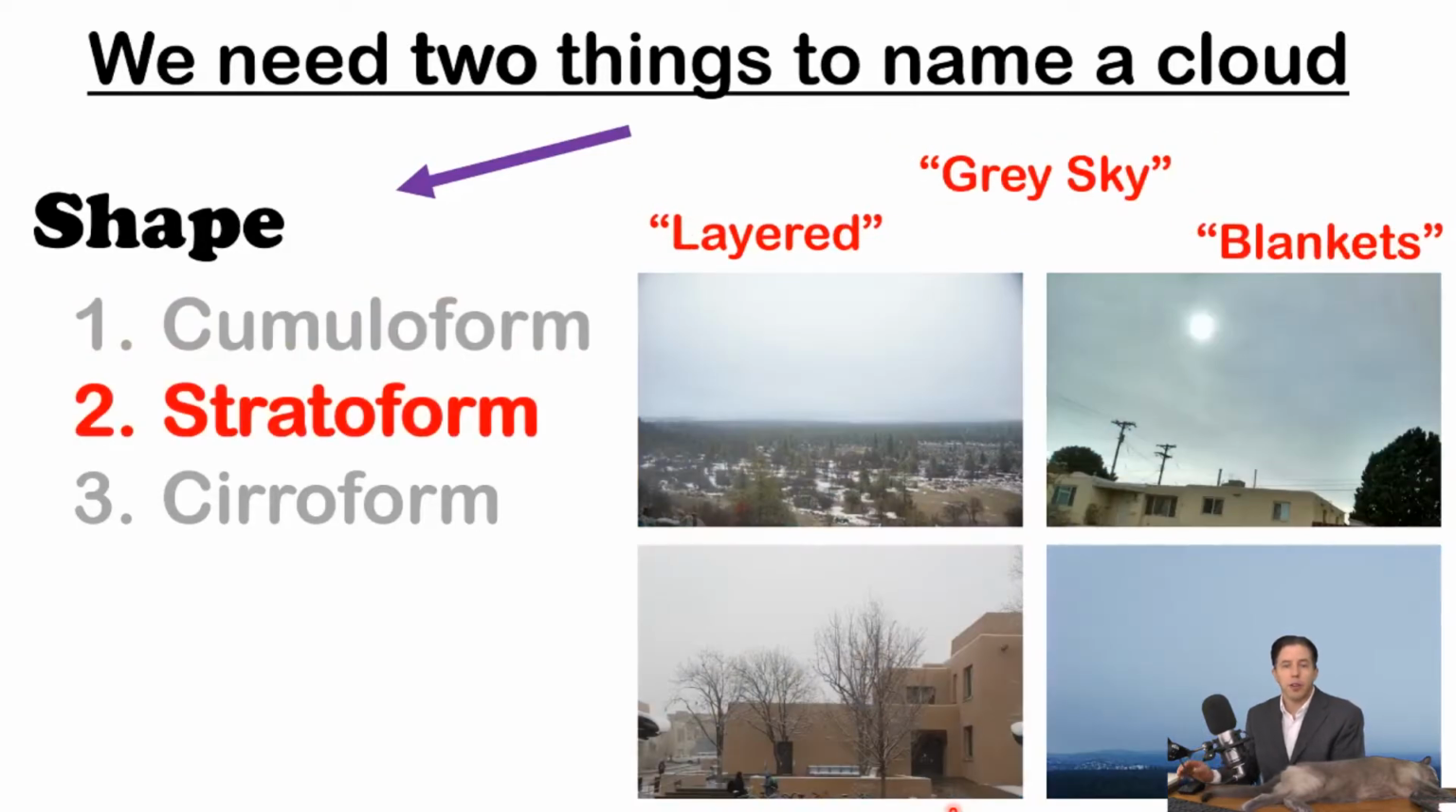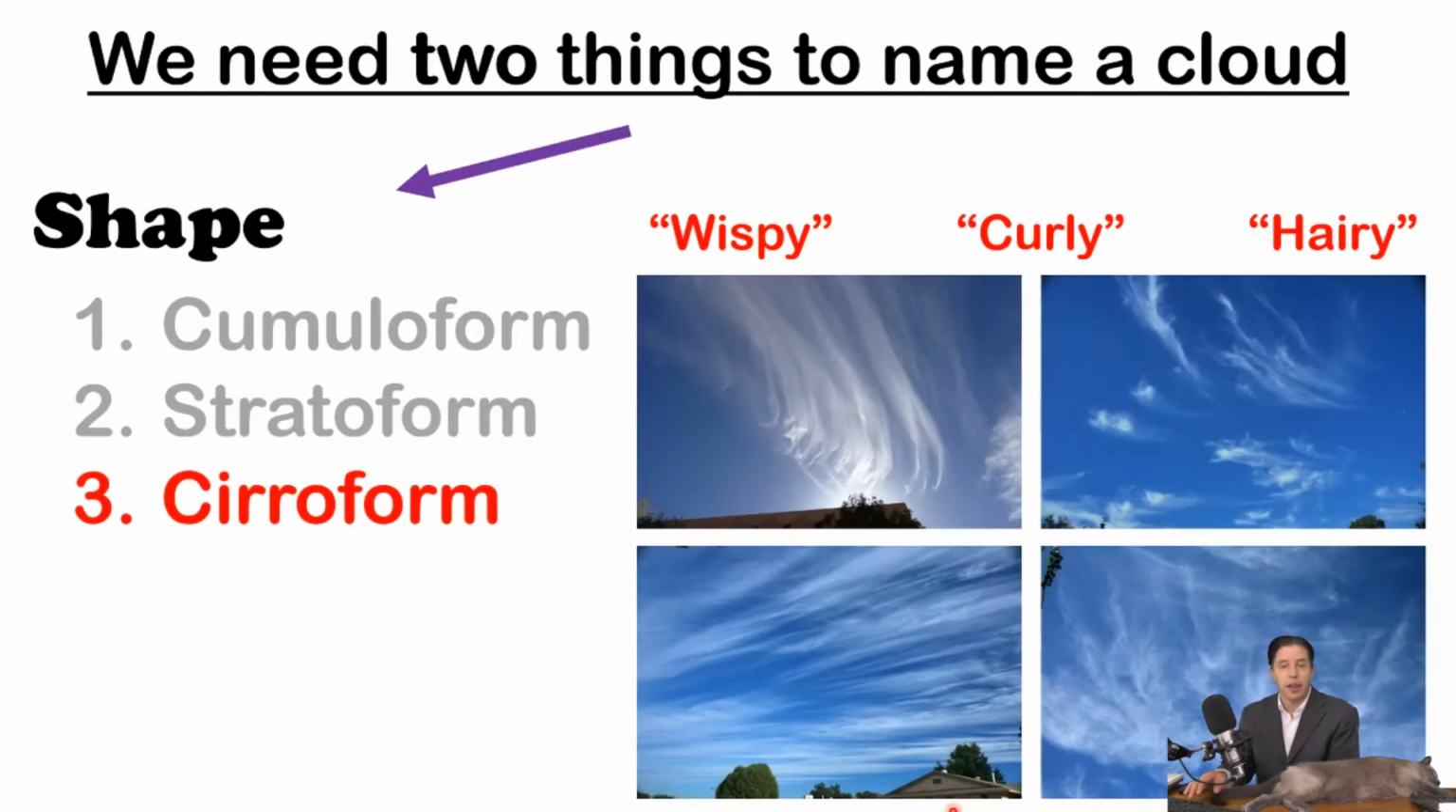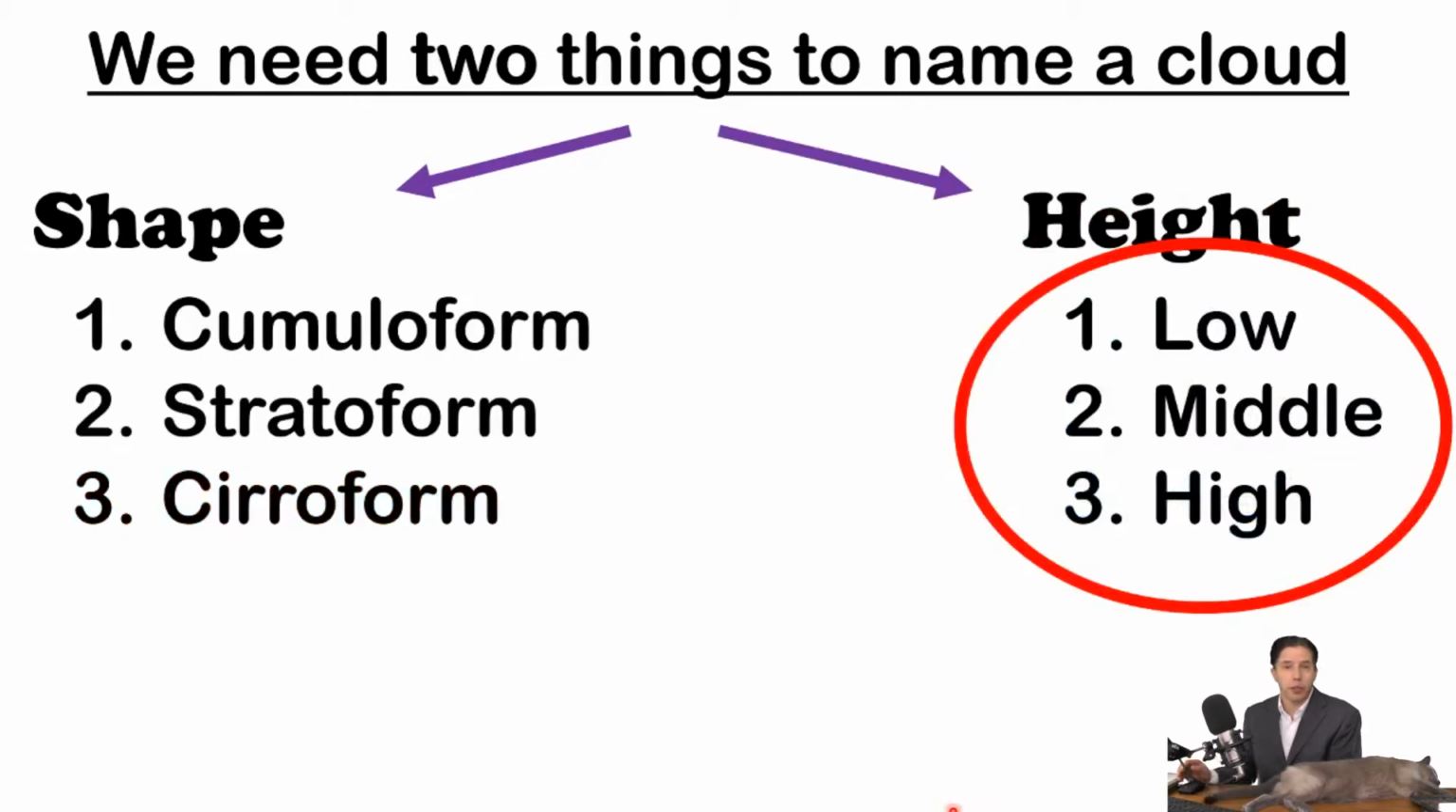Then stratiform clouds are far more boring. They are more like a solid blanket across the sky. You can't really see the edge. They typically form a solid gray sky, something like that. Those are stratiform. And then cirriform have all kinds of interesting shapes. They're kind of these wispy, curly, hairy clouds that are high up in the atmosphere. Okay, so those are our three possible shapes. Now for the three possible heights.